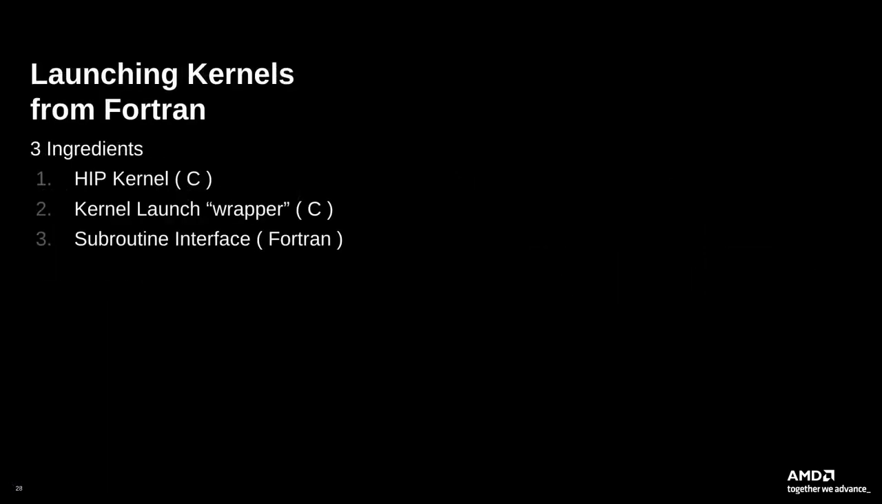Now, when you're launching kernels from Fortran, there are three ingredients, and one of them we've already covered. So we have the HIP kernel, which is written in that C/C++ syntax. And then what you want to do is write a launch wrapper. So this is C or C++ code that actually launches the kernel using the chevron syntax or the hipLaunchKernelGGL API. And then we expose that wrapper to Fortran using a subroutine interface with ISO C binding.